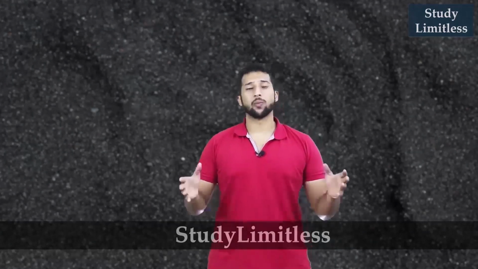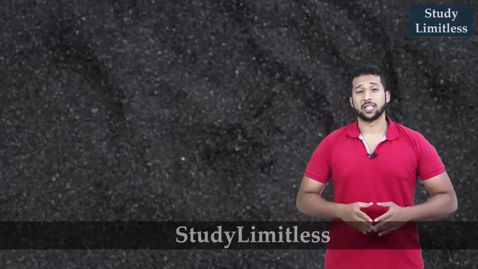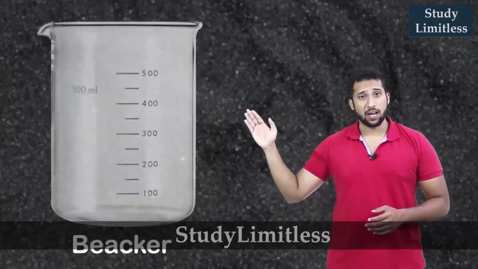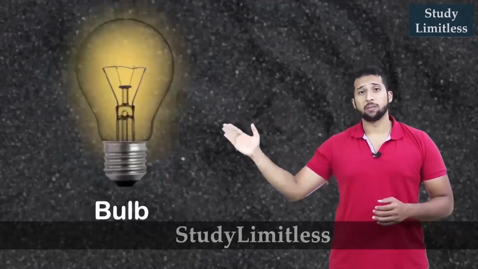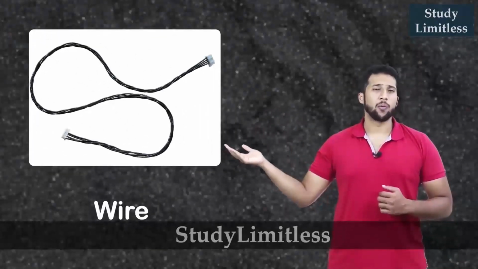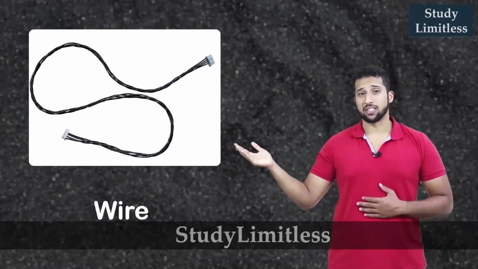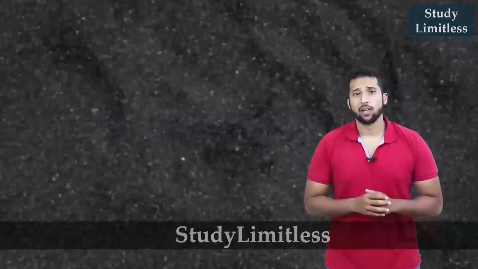Now let's talk about what is common between all acids and all bases. For this, we're going to set up an experiment first. For this experiment, what you need is a water bath, a rubber stopper, 2 iron nails, 1 bulb, a switch, and some wires to complete the circuit, and some acid, alkali, some glucose and alcohol.